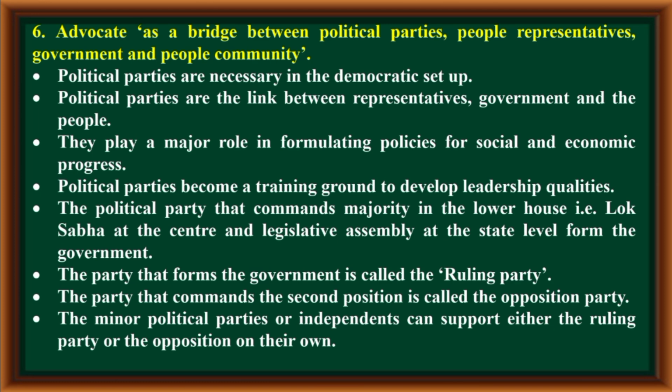The political party that commands majority in the lower house, that is Lok Sabha at the center and legislative assembly at the state level, forms the government. The party that forms the government is called the ruling party. The party that commands the second position is called the opposition party. The minor political parties or independents can support either the ruling party or the opposition on their own.